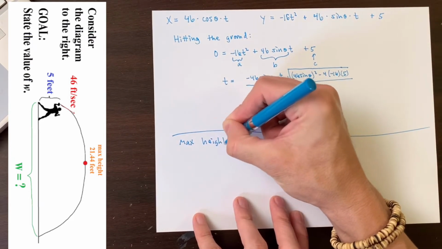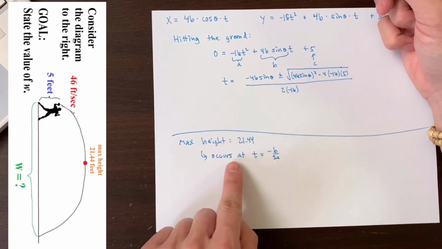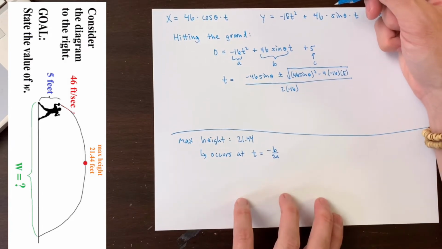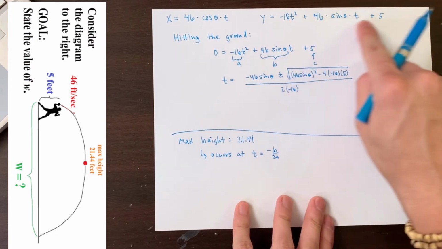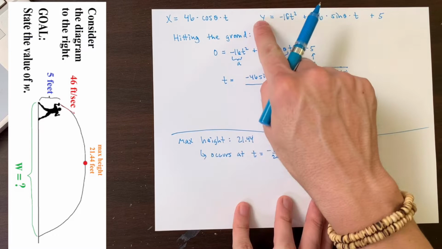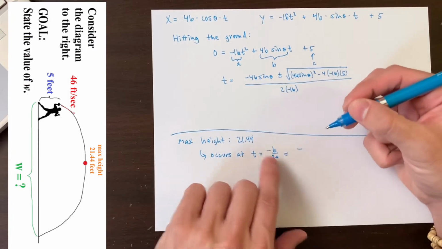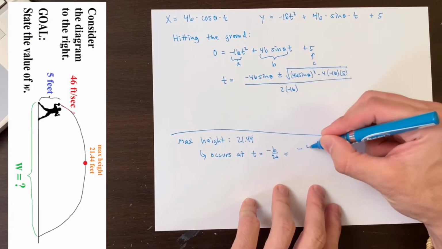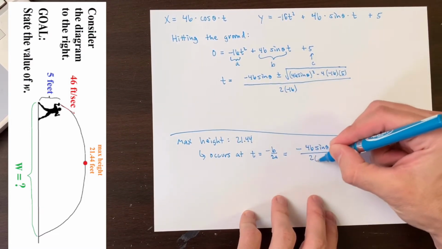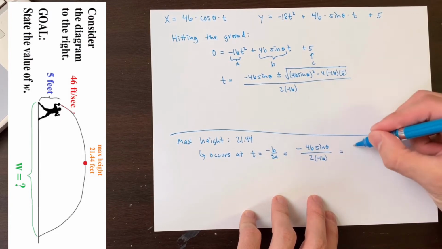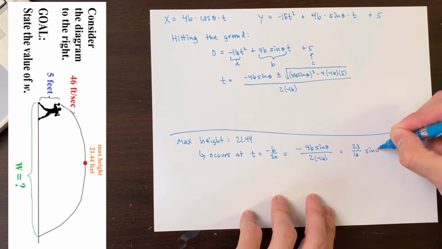that the maximum height is 21.44. The maximum height happens at time the opposite of b over 2a. So let's consider what this is. And of course, we're looking up here now because we're talking about the height. So the discussion is with the y component, the vertical component. So let's go negative b over 2a. The additive inverse of b would be negative 46 sine of theta over 2 times a, which can become 23 over 16 sine of theta.